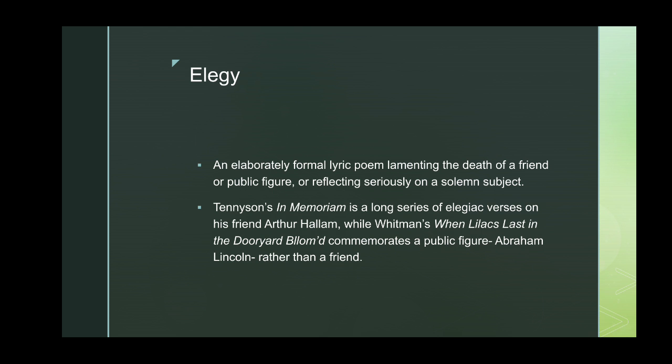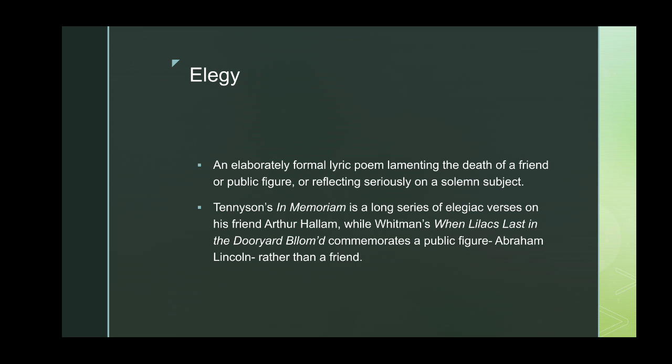Now, Elegy. Elegy is an elaborately formal lyric poem lamenting the death of a friend or a public figure or reflecting seriously on a solemn subject. Elegy poem ek aisi lyric poem hoti hai jo kisi ki death pe likhi jaati hai. It is a lyric poem. It is a lament for the death. It is a lament for the dead. You could say it laments the death of a public person or a friend or a loved one. And it could be written in any meter.